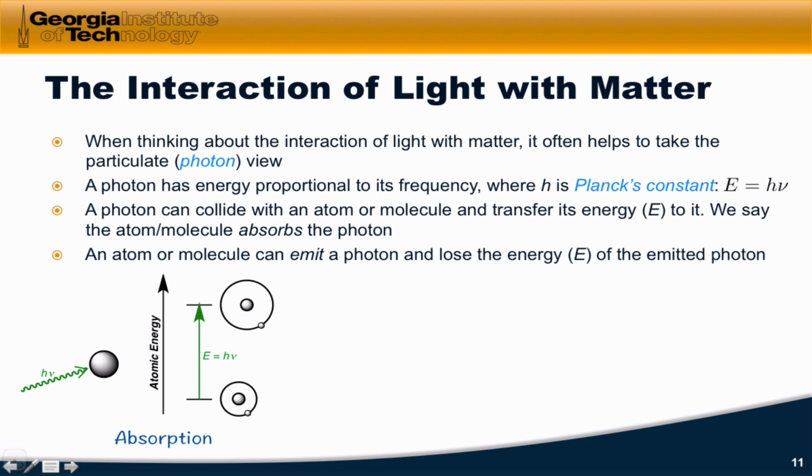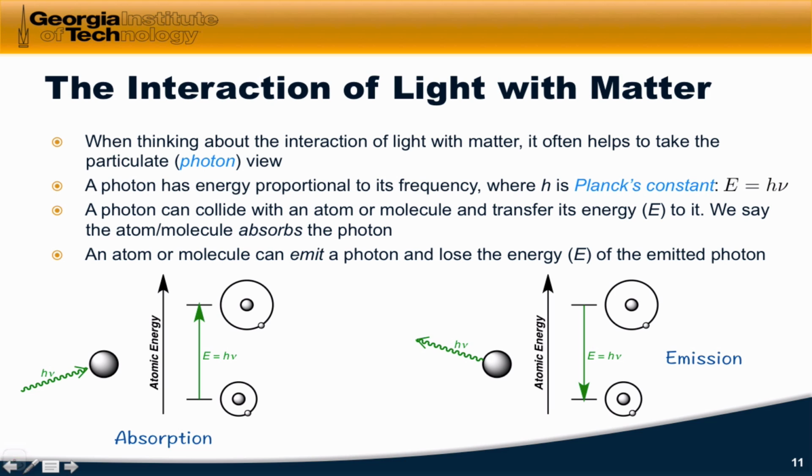Energetic atoms can also emit a photon and lose the energy of that emitted photon. So for example, if the electron is farther from the nucleus than it wants to be, it can emit a photon with energy h nu. The Coulombic energy of the electron being far from the nucleus is transferred into the energy of a photon, and the electron moves closer to the nucleus. This is what we call emission.